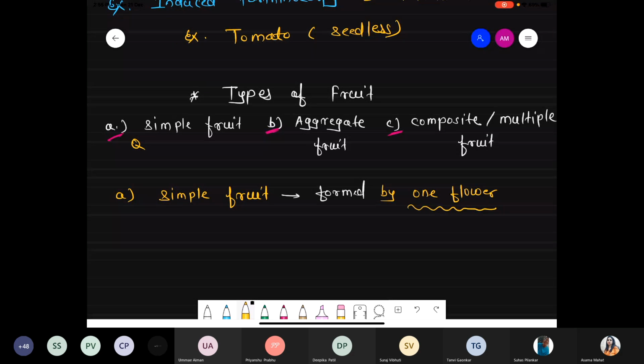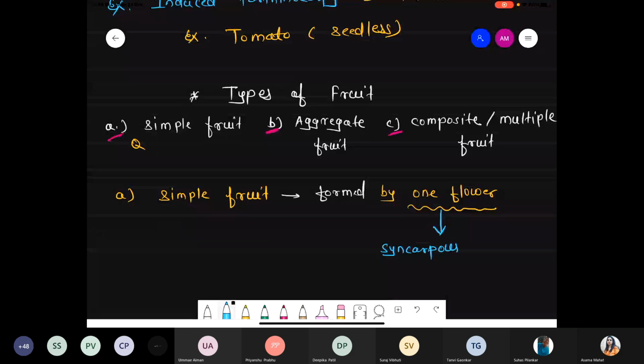When we are talking about the simple fruit, we observe different types of flower. The flower may be monocarpellary, mono meaning single one, or it may be polycarpellary, meaning many carpels are present. But the very common condition is that the flower is in a syncarpous condition. So one flower is present, obviously, but that flower is showing syncarpous condition.